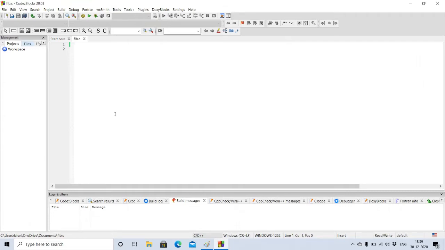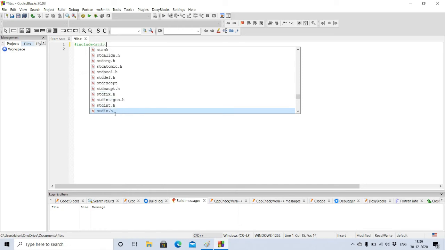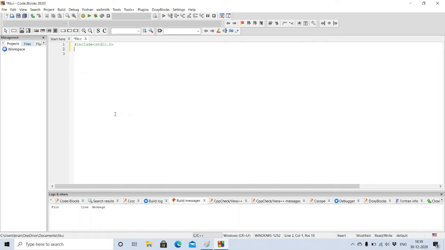In C language, we'll start with the header file, #include <stdio.h>. Next, we'll start with int main. Let's initialize the values: the n value, the starting values a equal to 0 and b equal to 1, and the c value. At what limit do we have to print the values? Let's enter that. Enter the limit.